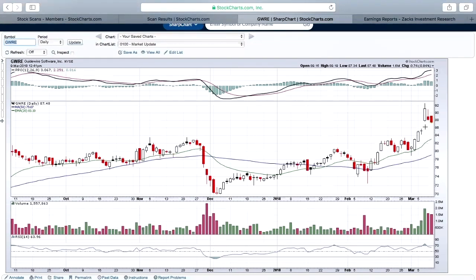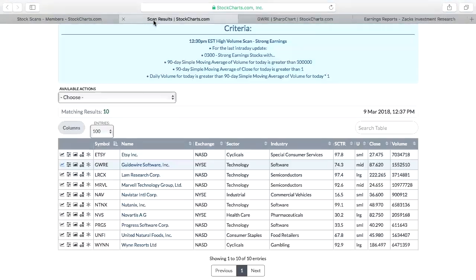The way it's acting right now, I probably would see if maybe we could get a gap support test. And if we can do that while this 20-day moving average is coming up from underneath, my target's probably going to be up around 91. So the closer I can get this back to 85 or so, the better my reward to risk is going to be on this trade. So GWRE, I think, looks very interesting.